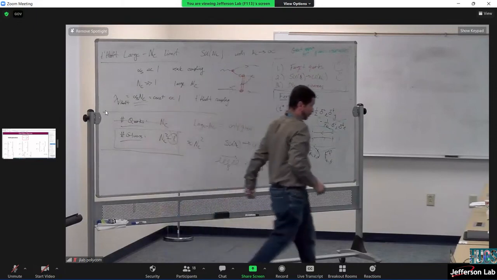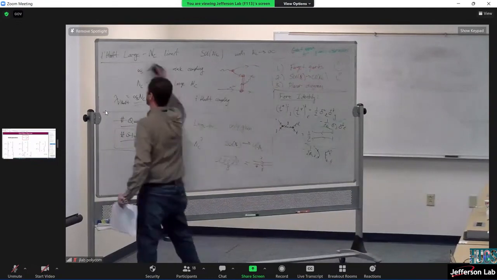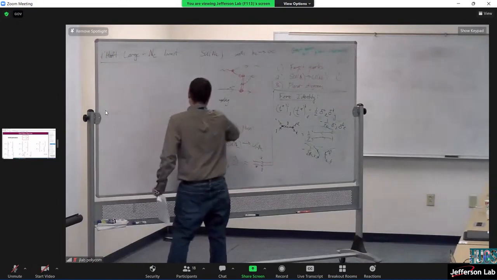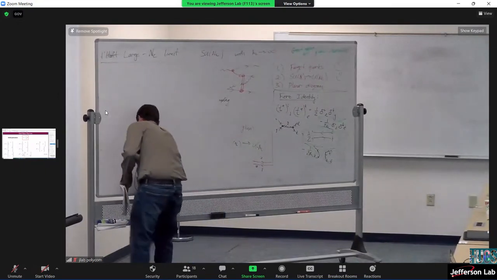This was the large NC limit. Oh yeah, corrections to the large NC limit. That was the last thing that I wanted to say. How good is this as an approximation? Real QCD is not NC going to infinity. Real QCD is NC equals 3.